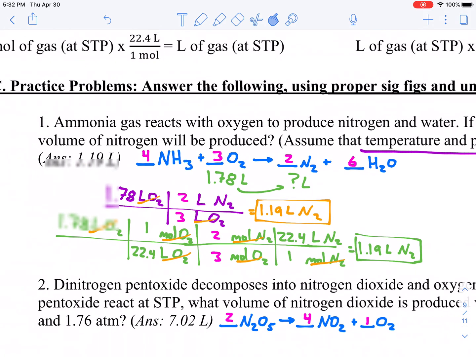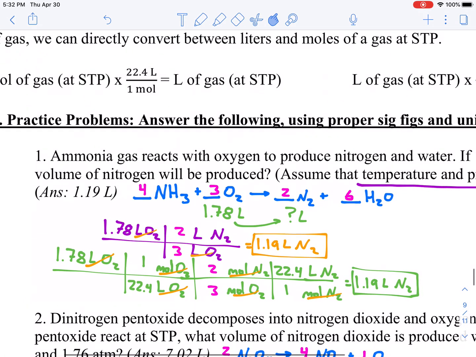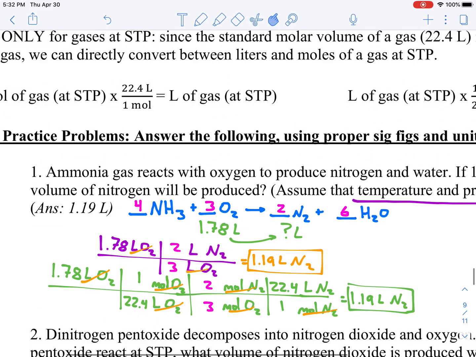Let me zoom out and show you that entire thing in action. So again, you don't have to do what I did in purple. You may absolutely all the time do what I did in green to be sure of yourself.